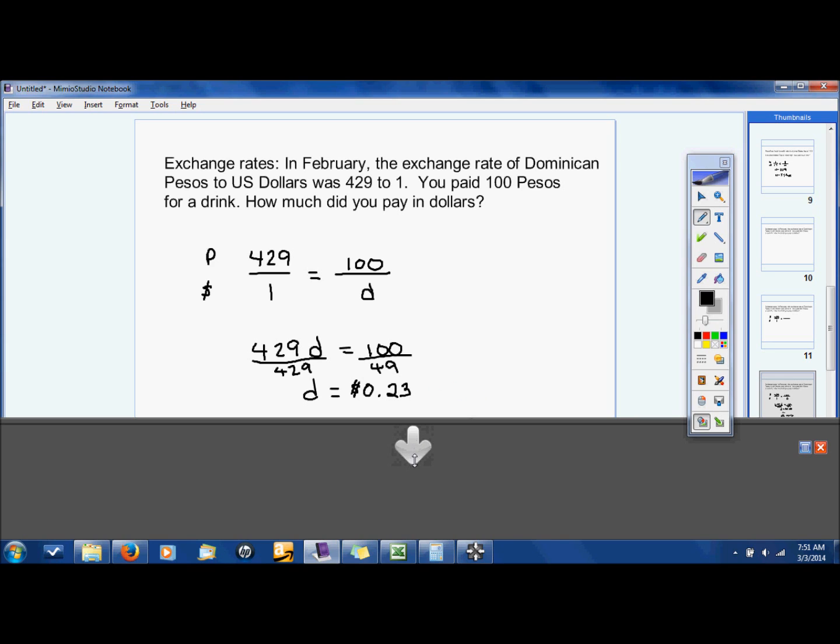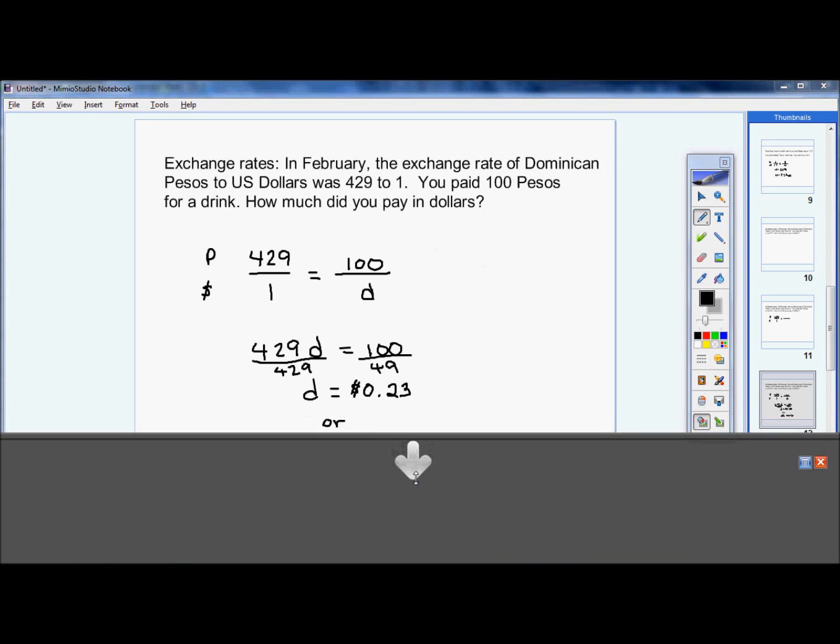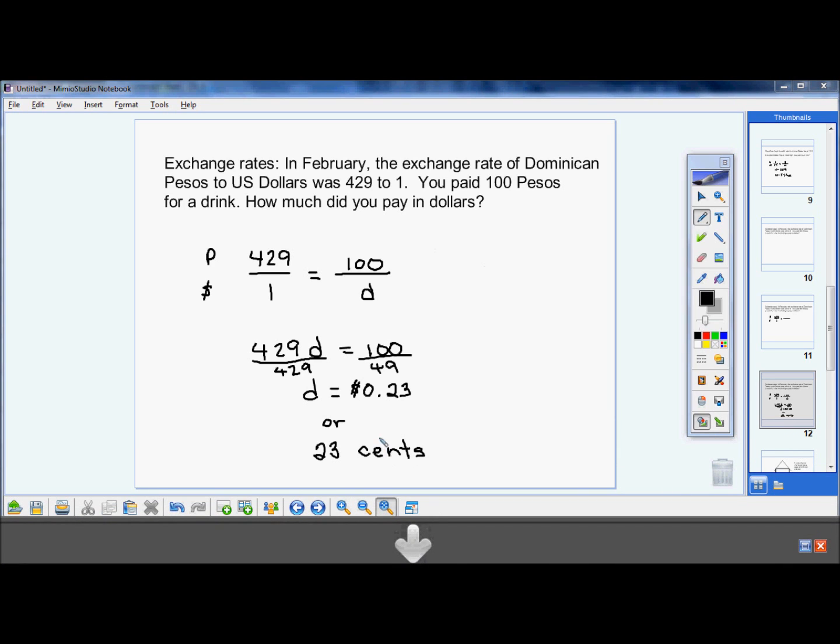Now, you know in money, we end at the hundredths place, pennies. So this is 0.23, 23 cents. This is a dollar conversion, so 23 cents. If you paid 100 pesos for a drink, you would have really paid 23 cents for that drink. And you need to make sure that you review in your mind when you're talking about money.